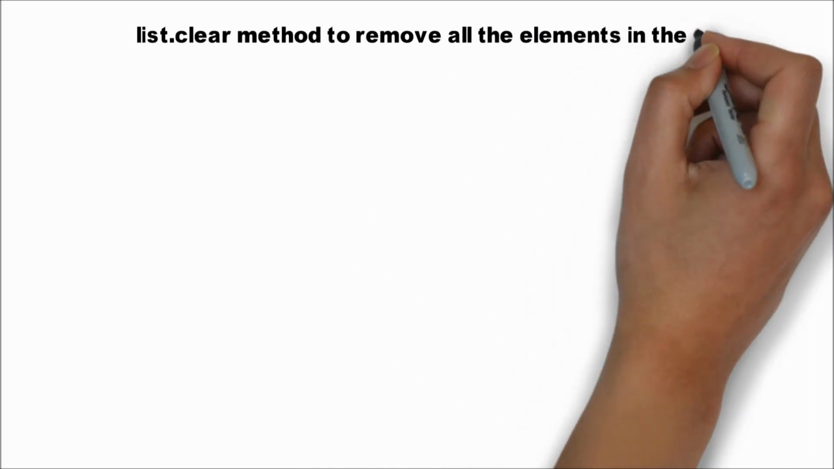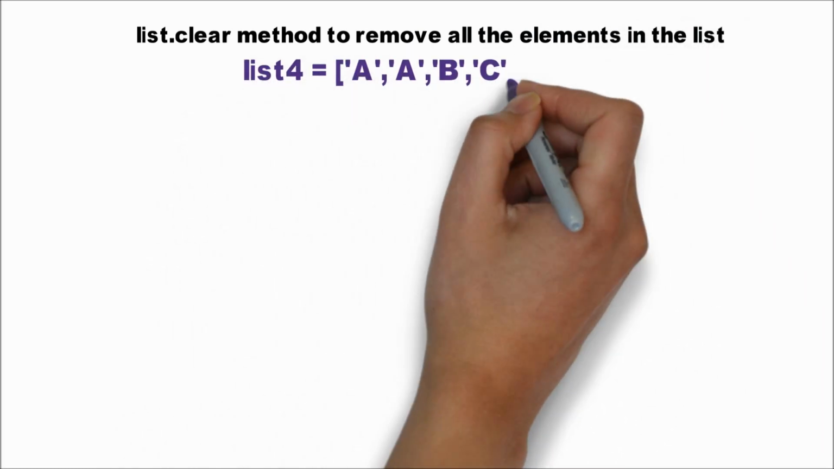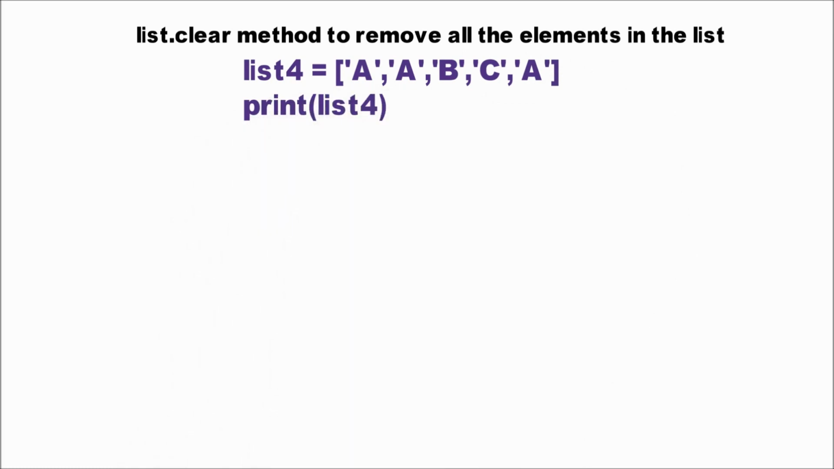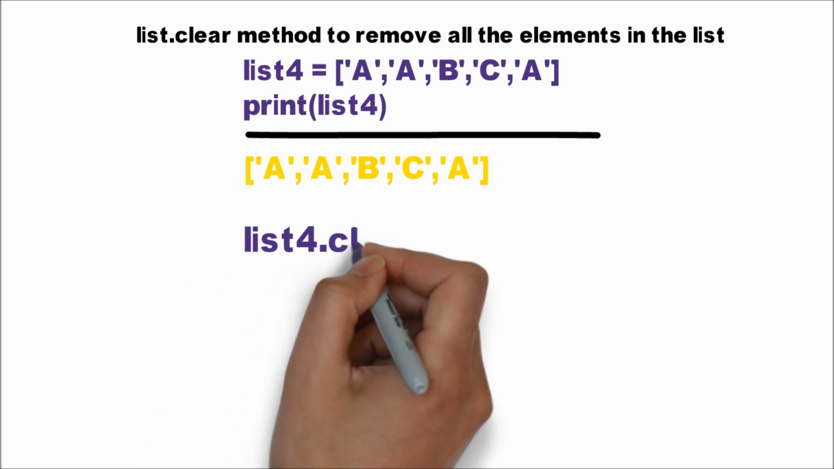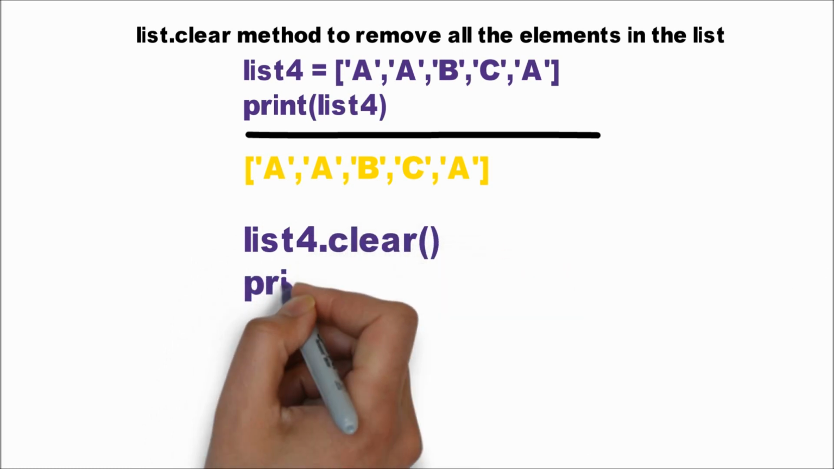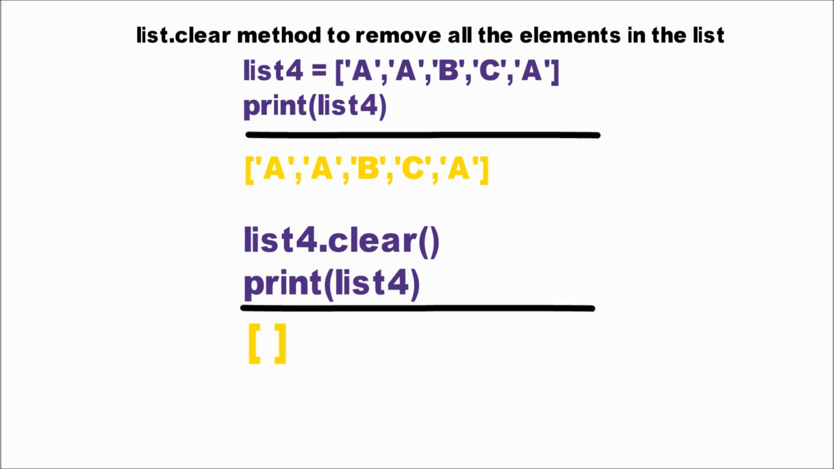The list.clear method removes all the elements in the list. So let's declare the list4 equal to a, b, c, a, and now if we write list4.clear and check, all the elements will be removed and an empty list remains.